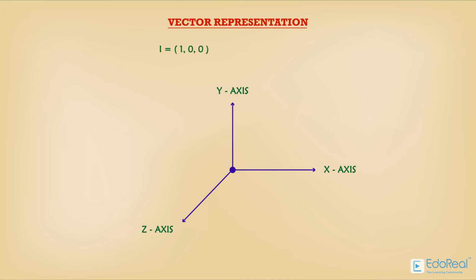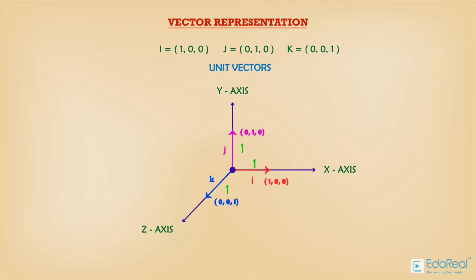Another way to represent vectors is to introduce the standard basis vectors. In a three-dimensional space, there are three standard basis vectors: i, along x-axis, j, along y-axis, and k, along z-axis. These vectors have unit length along x, y, and z-axis, respectively. So, these are also called unit vectors.